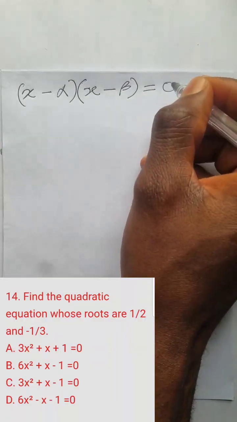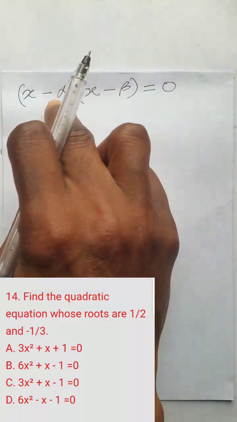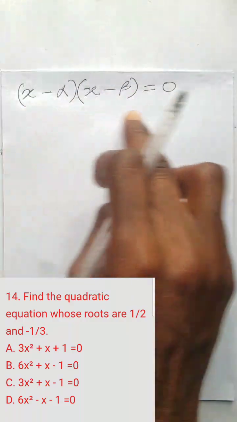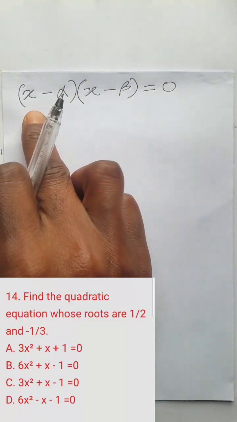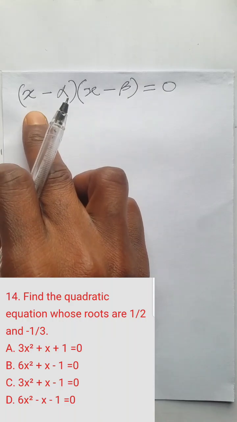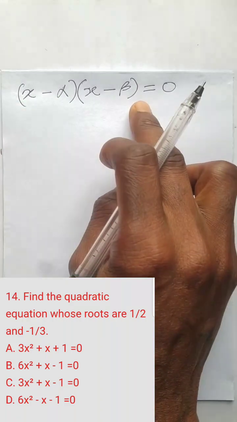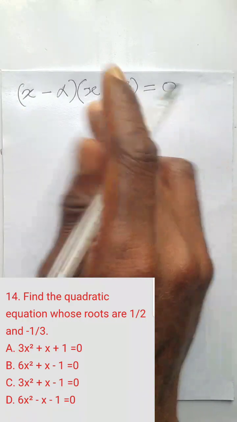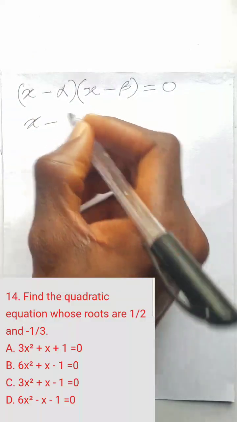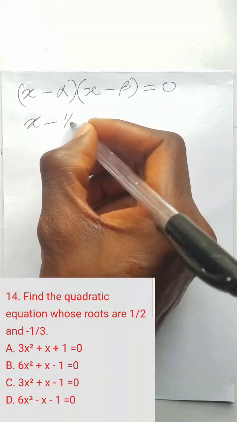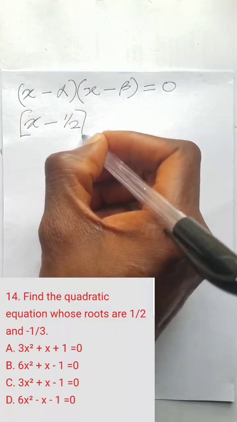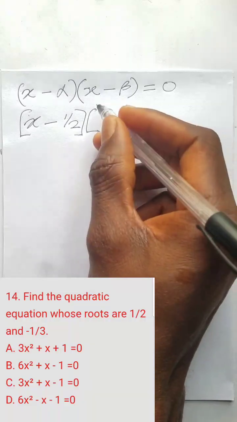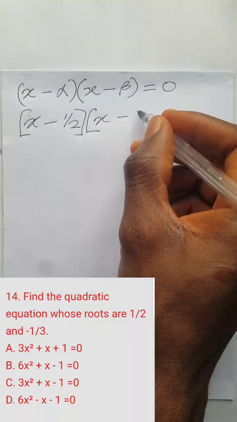Equate that to 0. So where alpha and beta are the roots, in this case the roots are given as half and minus 1 over 3. So we are going to put them here and solve. So let's begin. x minus the first root is half, so I put my half here. x minus, the student who might just make a mistake and write here 1 over 3.